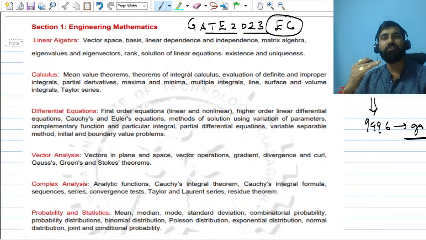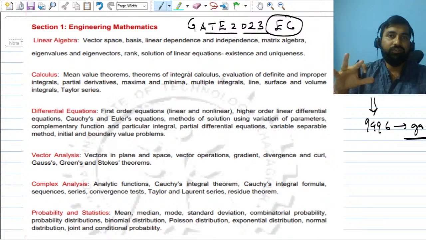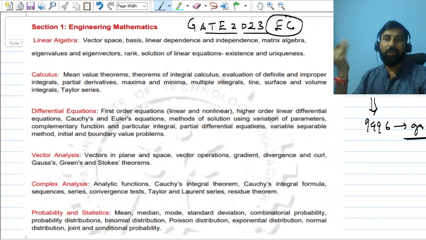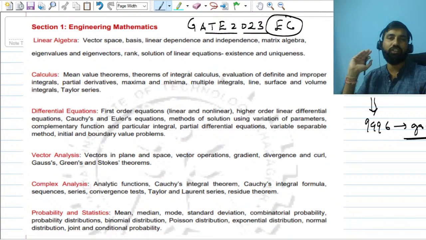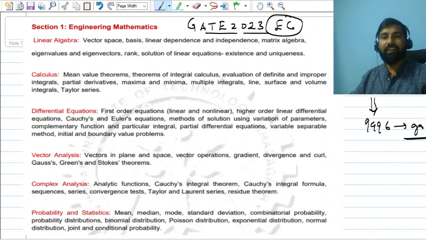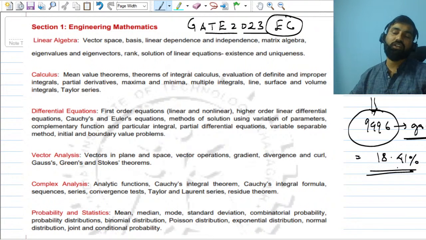If you're appearing for the GATE examination, remember that the registration for GATE 2023 will be open, but many aspirants may or may not give the examination, depending upon the situation. In the year 2022 there was a pandemic and a lot of chaos around us, so many people did not appear for the exam. This year this number might increase. But still, the number of people who qualified in the GATE examination is 9,996, around 10,000. If I calculate the percentage, it is around 18.41% of people who got qualified in the GATE examination, right?